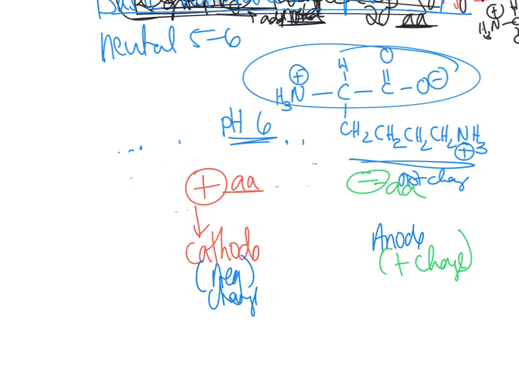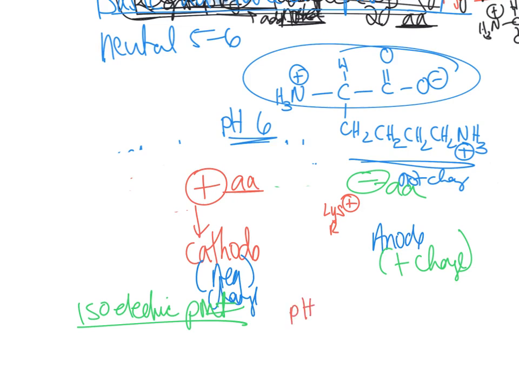An amino acid at its isoelectric point, is it going to move? No, it's not going to be attracted to the anode or the cathode. So you have a nice slide that shows how to use a certain pH buffer, and you have an anode and cathode, and then you start the charge, and you'll see that your basic amino acids are positive.